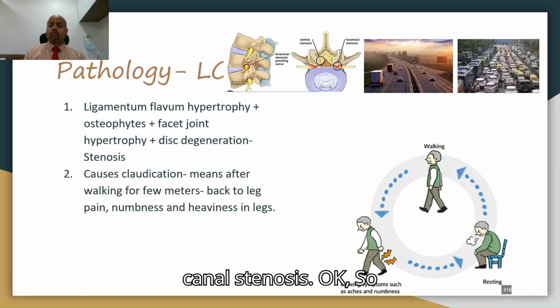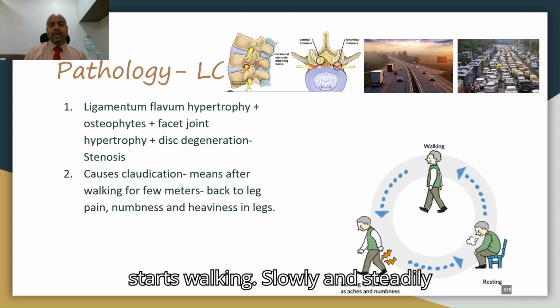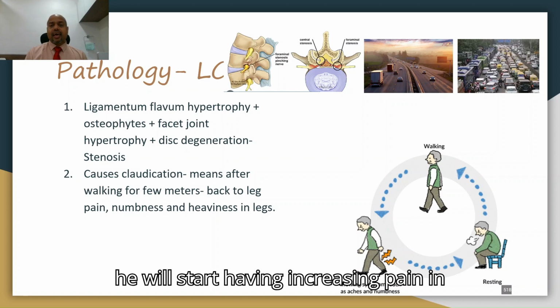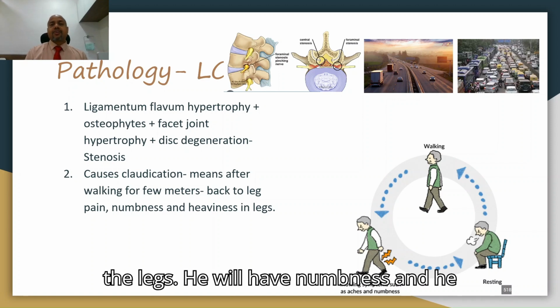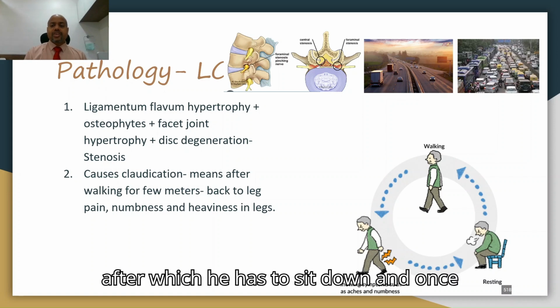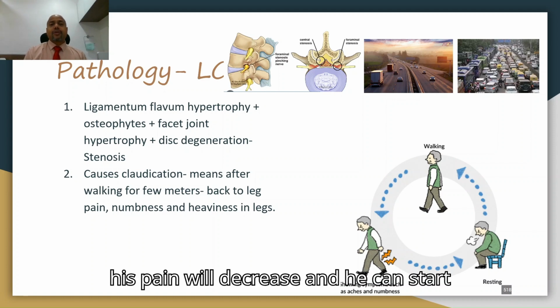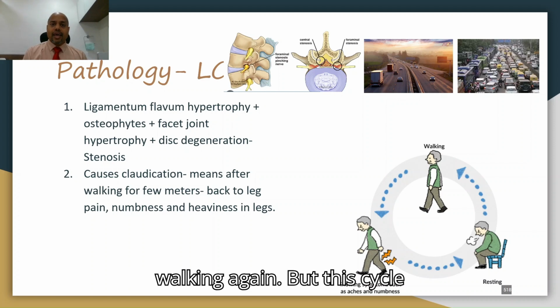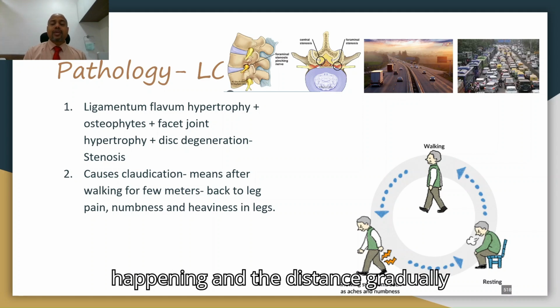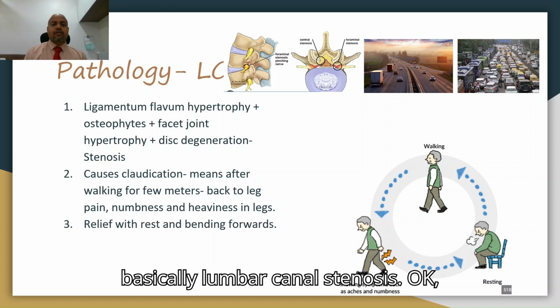Okay, so what are the symptoms in lumbar canal stenosis? First, whenever the patient starts walking, slowly and steadily he will start having increasing pain in the legs, he will have numbness, and he will have heaviness in the legs. After which he has to sit down, and once he sits down and bends a bit forwards, his pain will decrease and he can start walking again. But this cycle of pain on walking keeps on happening, and the distance gradually keeps on decreasing till the point the patient is not able to walk. This is basically lumbar canal stenosis.